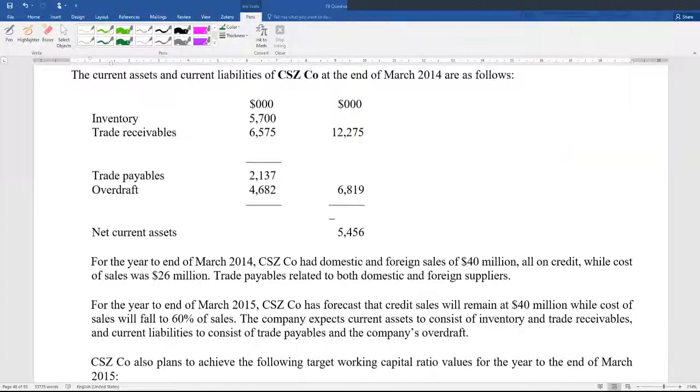Okay, I hope you've gone through the question. Here the examiner was asking to get the cash conversion cycle at the end of March 2014. The sales we're told is 40 million, all on credit. Cost of sale is 26 million.